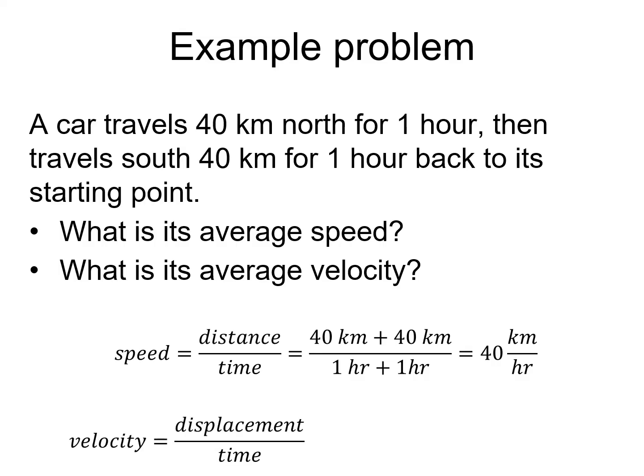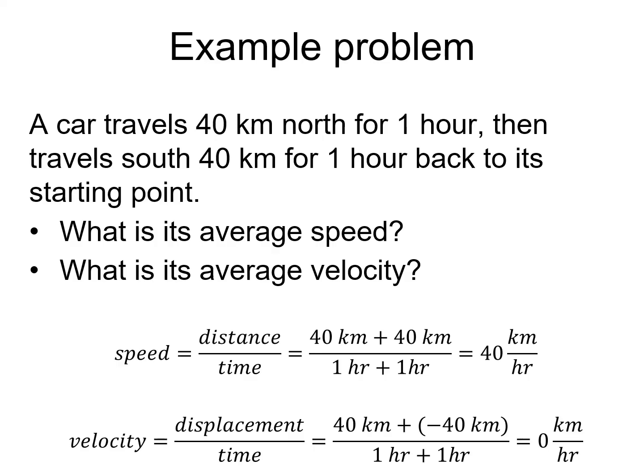What about its velocity? Velocity equals displacement over time, and displacement is a straight line measurement from start to finish. So in the first leg of the trip, it goes 40 kilometers. In the second leg of the trip, it goes 40 kilometers in the opposite direction. To show it is opposite, I'm going to indicate southward with a negative sign. 40 plus a negative 40 equals 0. So the average velocity of the car for the entire trip is 0.